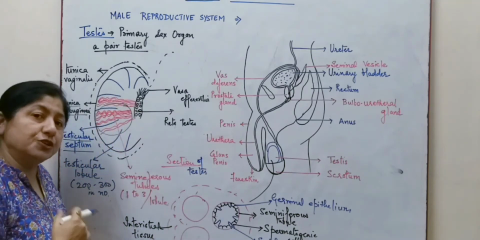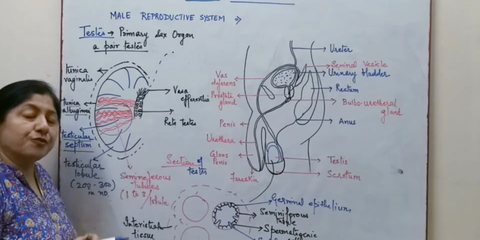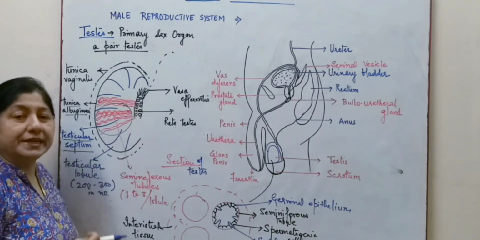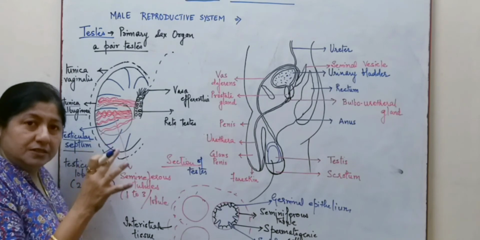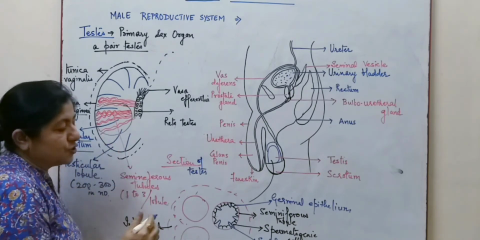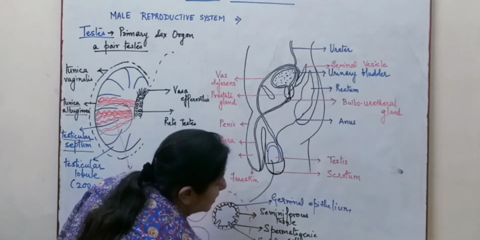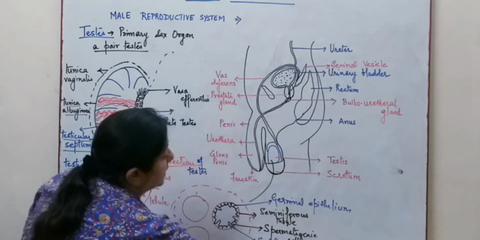The function of the Sertoli cell is to provide nourishment to the spermatozoa, and also it shapes the sperm. So these are also called nurse cells because they provide nutrition to the developing sperms.